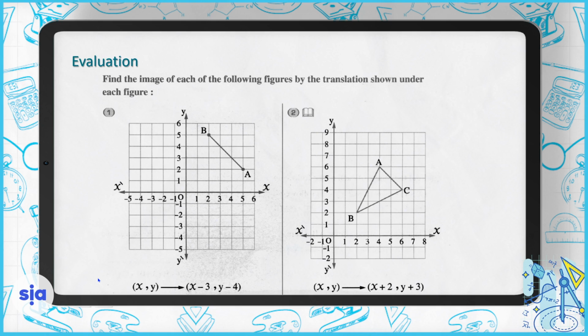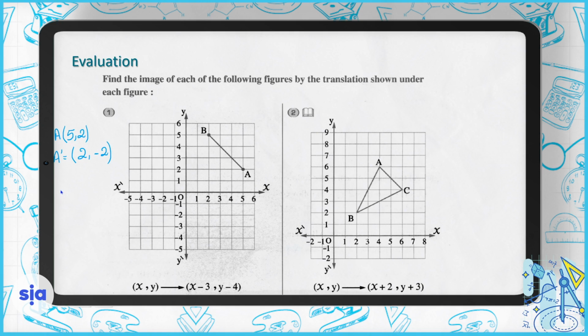So, for question A, we have the translation x minus 3, y minus 4. Point A was originally (5, 2). Each x make it minus 3, so to find A', it will be 5 minus 3, which is 2, and then each y make it minus 4, so it's 2 minus 4 is negative 2.